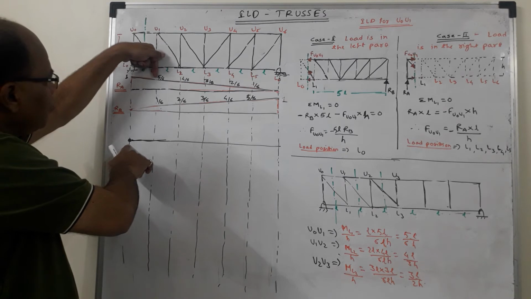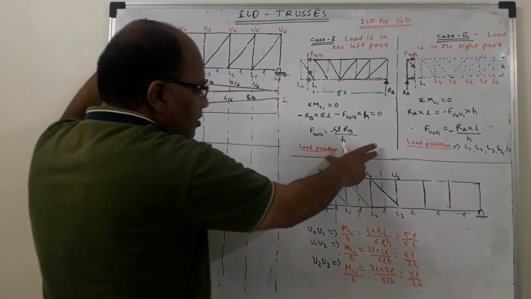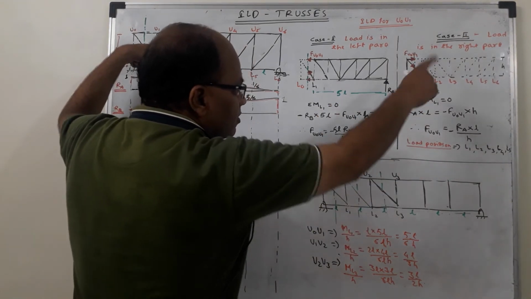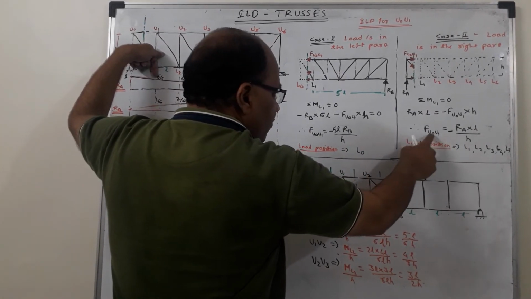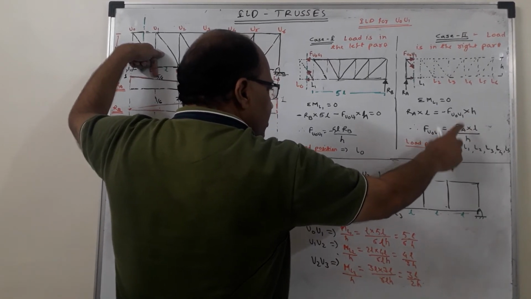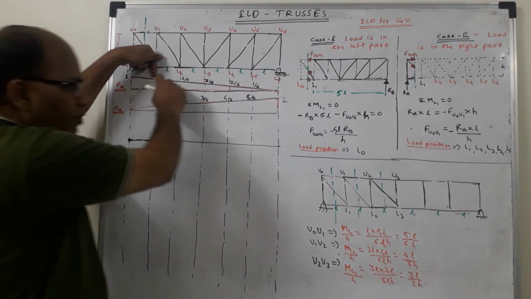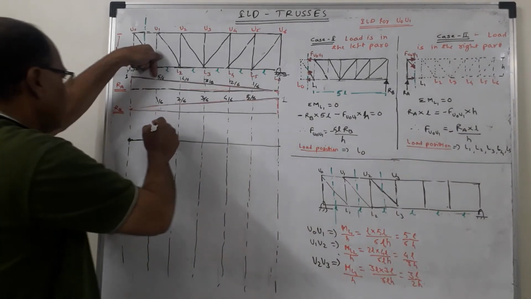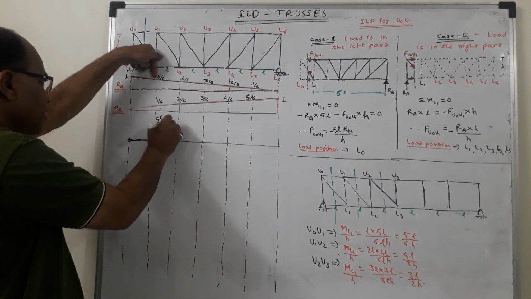Now when the load moves to L1, means the next panel point, but L1 is not there when the load is considered in the left part. L1 is in the second case, and that is why when the load is at position L1, F U0 U1 is governed by RA, and I will have to consider the corresponding value of RA. When the load is over here, RA is equal to 5 by 6. I will have to substitute it over here, and the value will work out to be 5L divided by 6H.